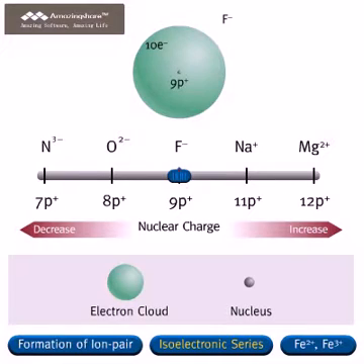To view the size trend in an isoelectronic series, click on the slider bar to move the slider to the left or to the right. Moving the slider to the left will decrease the number of protons in the nucleus. Moving the slider to the right will increase the number of protons in the nucleus.